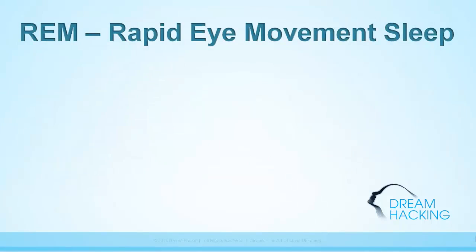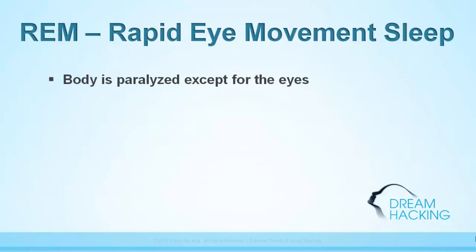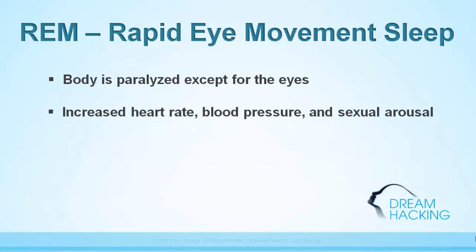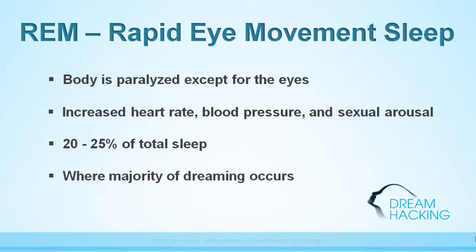Our next stage is REM, otherwise known as rapid eye movement sleep. In this stage of sleep, the entire body is paralyzed except for the eyes. There is also an increase in heart rate, blood pressure, and sexual arousal. REM sleep constitutes about 20 to 25% of total sleep, and it is during the REM stage that the majority of our dreaming occurs.